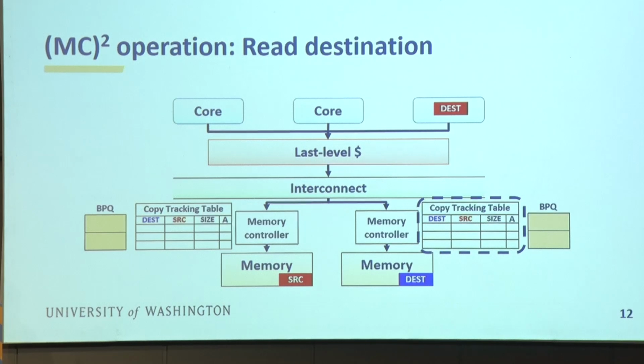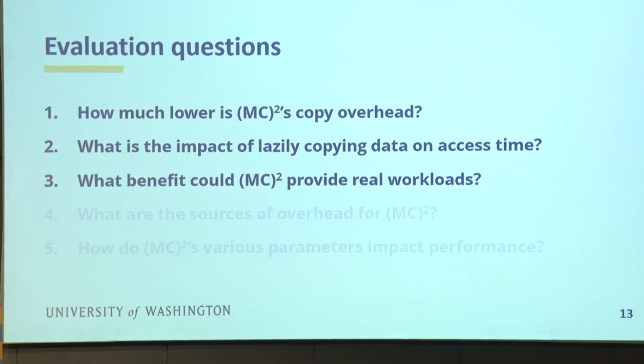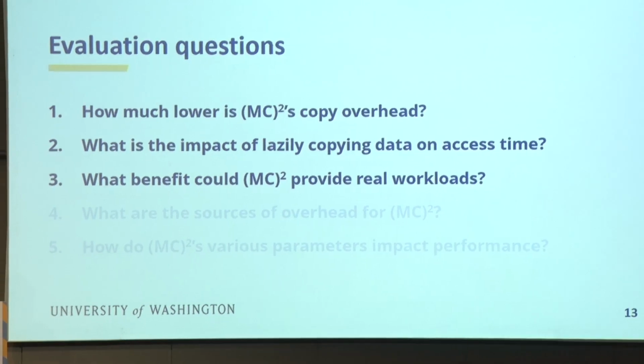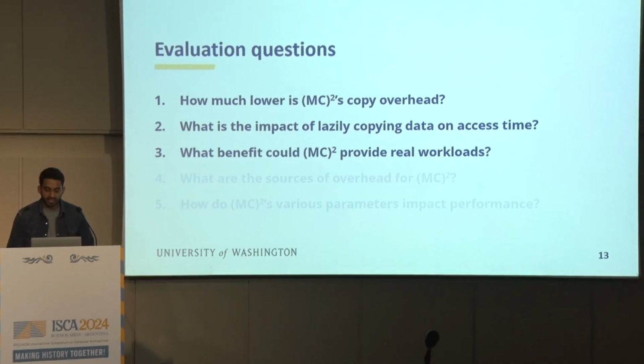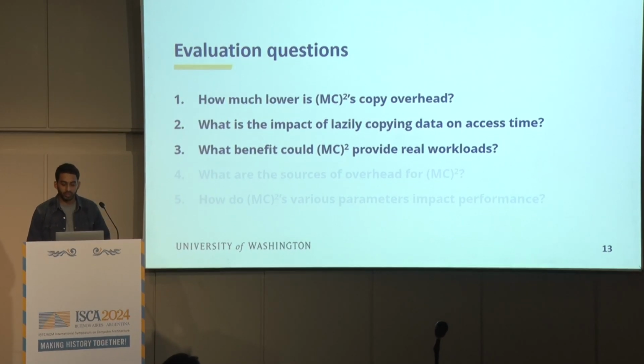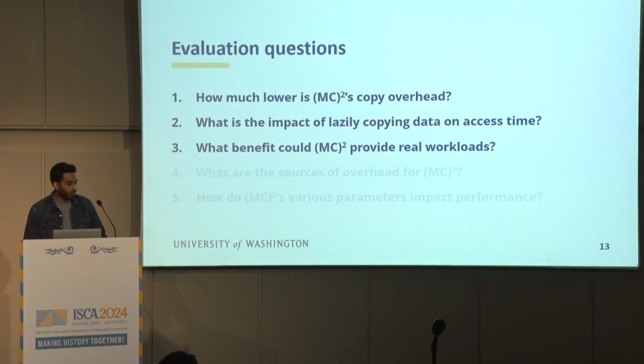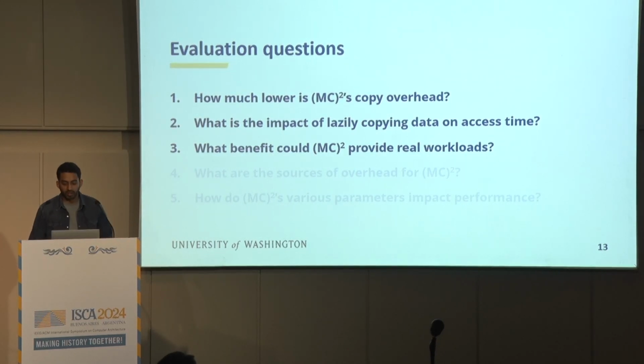In our paper, we also detail how reads to source and writes to source and destination are also performed. So there are a few questions we want to answer in our evaluation, namely, how much lower is MC Square's copy overhead? What impact does it have on access latencies, and what benefit does it provide real workloads? In our full paper, we answer a few more questions which we won't be able to cover here.